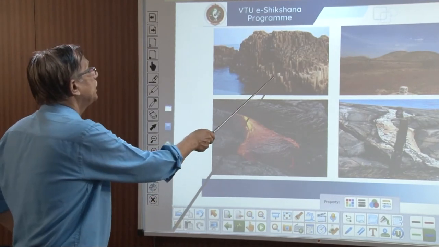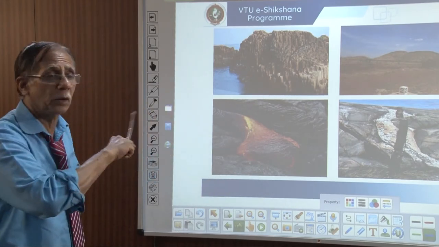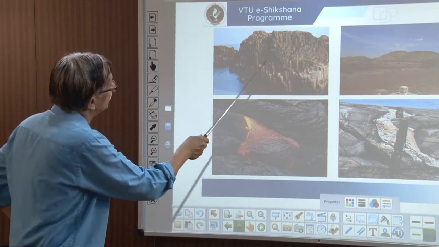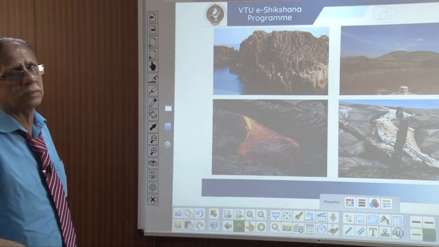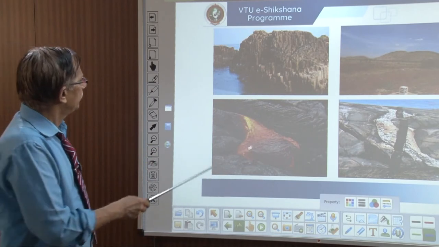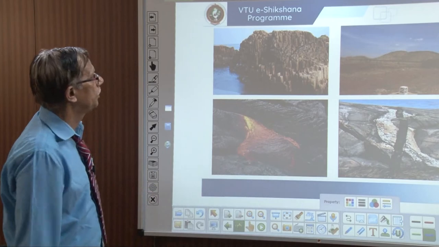If it is on the land, St. Mary's Island, then it was a land. Now it is occupied by sea. But when it was erupted, it was a land. They built a beautiful columnar structure. This is lava flowing on the ground.